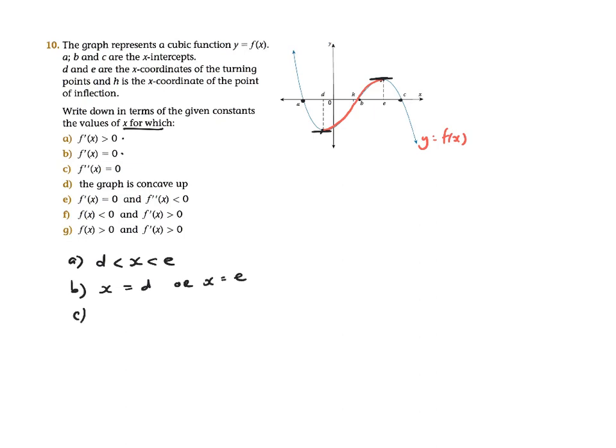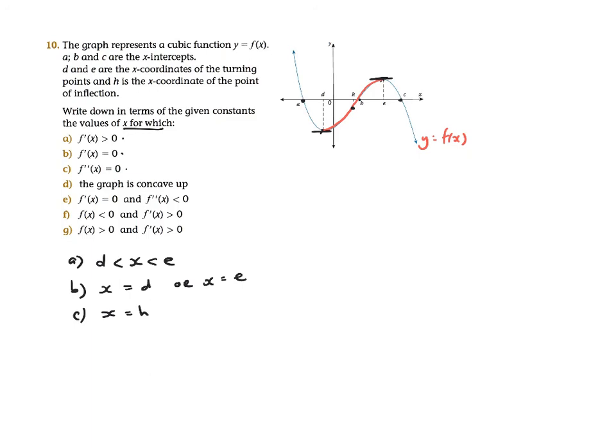Question C. For which x values will the second derivative of f of x be equal to 0? That, of course, is the x value of the point of inflection. The point of inflection is at h. Okay, good. So that will be x is equal to h.